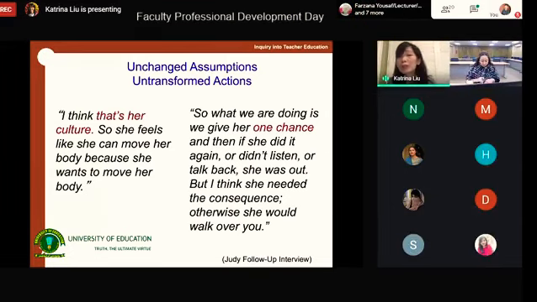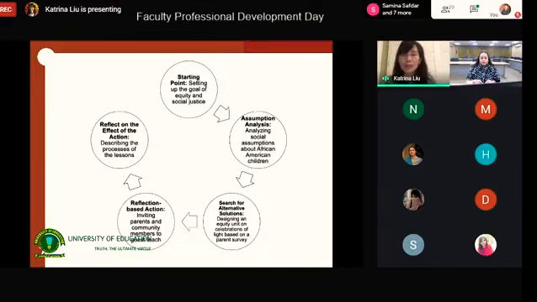What we are doing is to give her one chance, and if she did it again, or didn't listen or talked back, she was out. And she strongly believed that this child actually needed this consequence. Otherwise, she would walk over you. So the framework helped me to map out Judy's thinking and thinking process as well as her action.